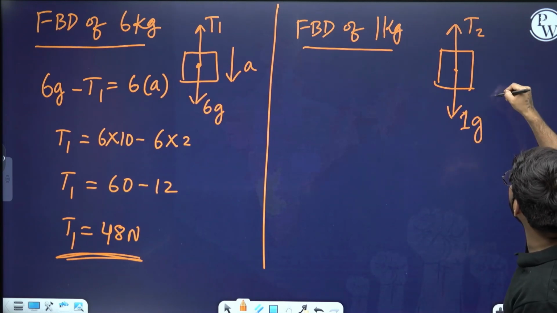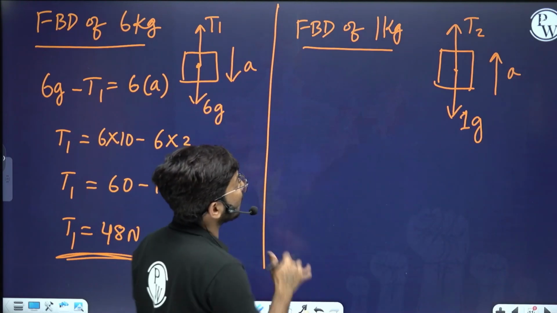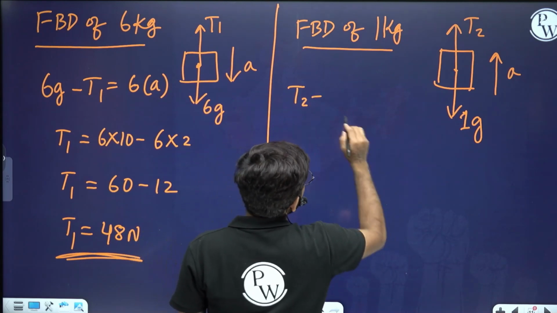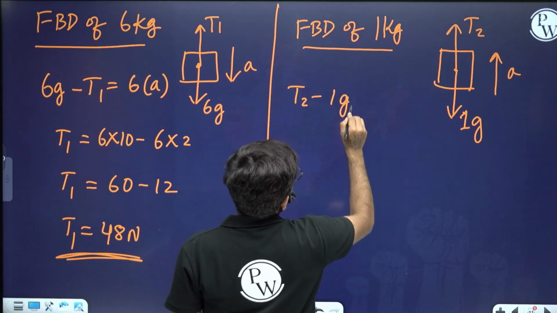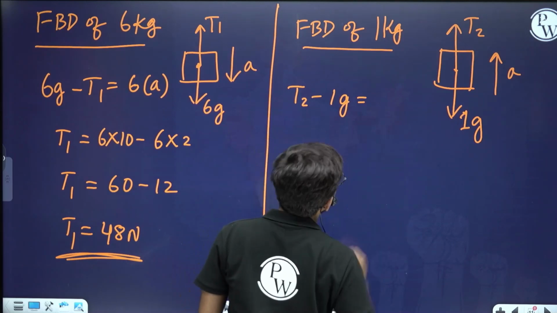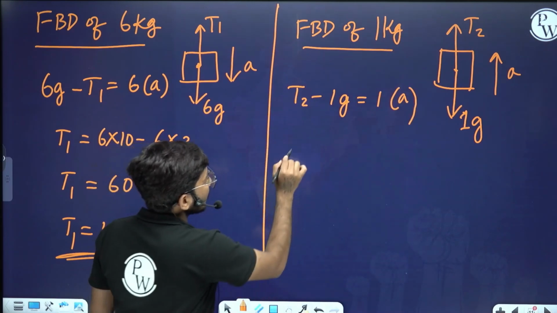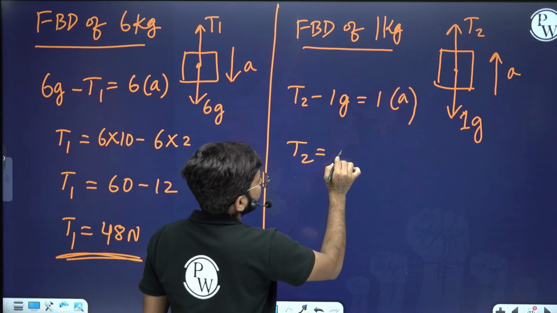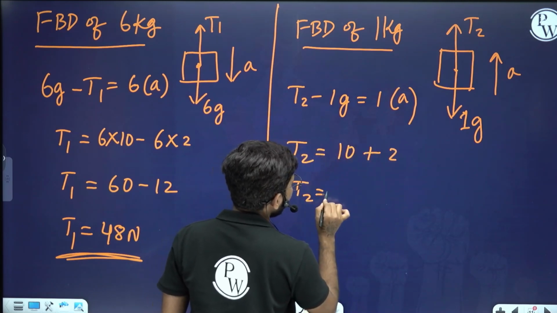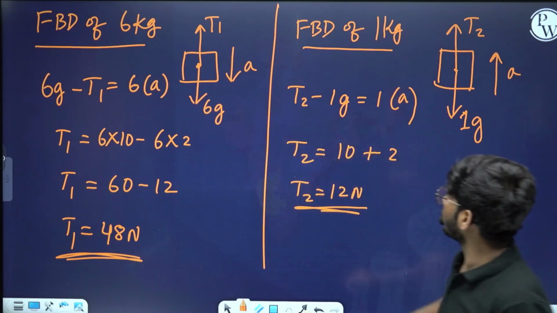In which direction is its acceleration? It is in this direction, which is 2 meter per second square. Apply NLM to this. T2 has to be greater than m1g, 1g, then only the block will go up. T2 minus 1g is equal to mass into acceleration, which is 1 into acceleration. So T2 is going to be 10 plus 2. T2 is directly 12 Newton.